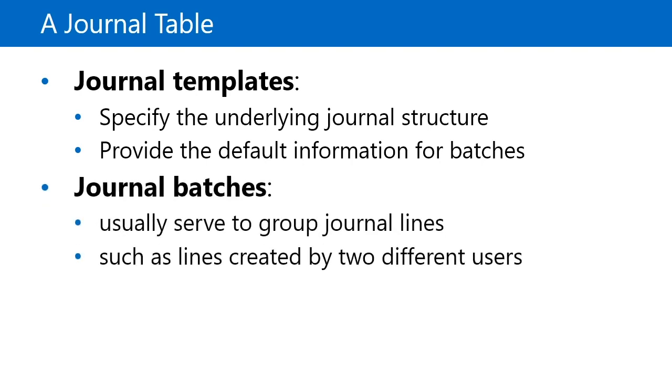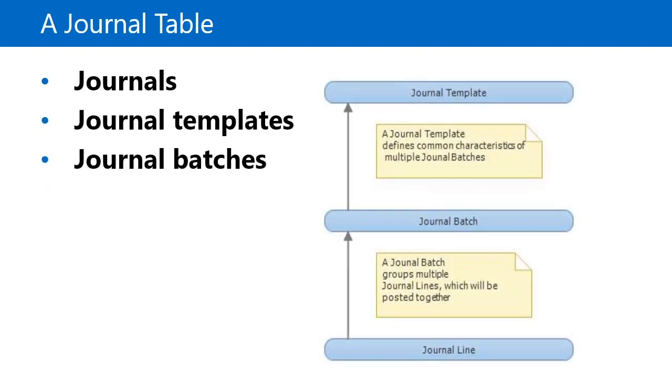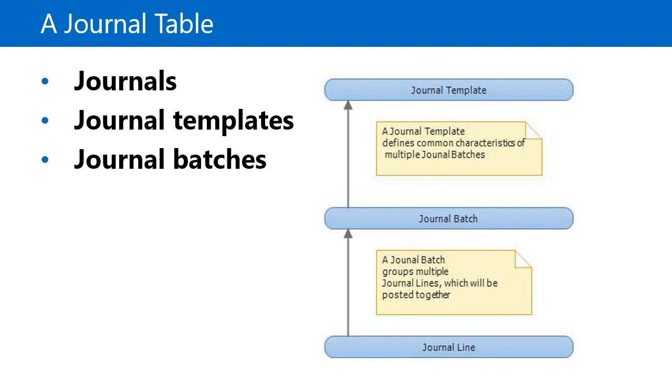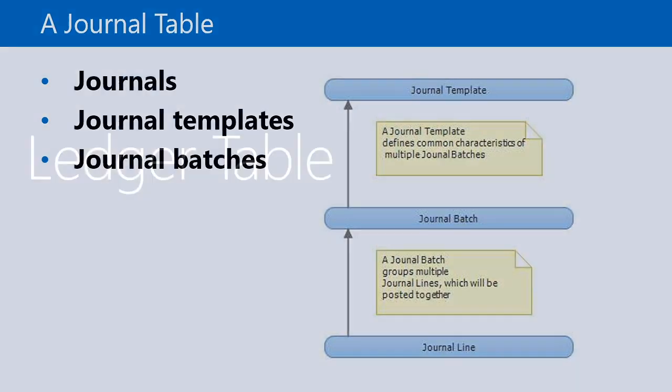And a batch is typically used to group several journal lines and make them available to specific users. So each user has their own batch on which they can work, in which they will not be interfered with by other users using the same journal. If we have a look at journal templates and journal batches, you can group them. So a journal line belongs to a batch of journal lines, and a batch can belong, of course, to a template, as you can see here on the drawing.